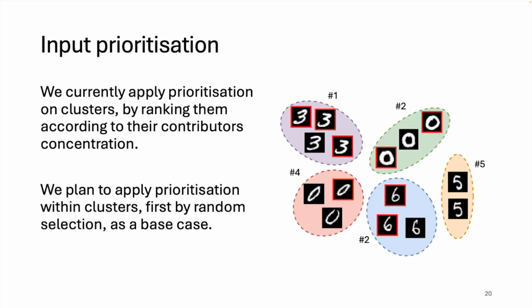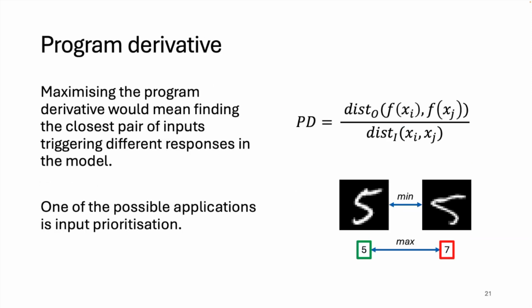As far as concerns prioritization, I can already anticipate that currently we are ranking clusters by their concentration of contributors, but we are planning to find other ways to prioritize inputs. For example, still ranking them by concentration of contributors, but then applying prioritization within clusters by random selection of inputs, or even applying new metrics like the program derivative, which was formalized by Robert Feldt.